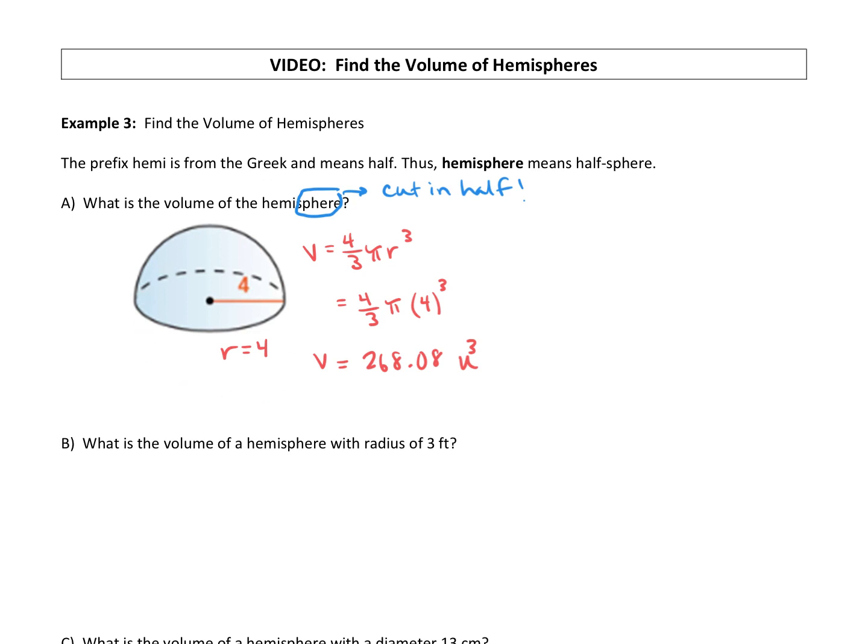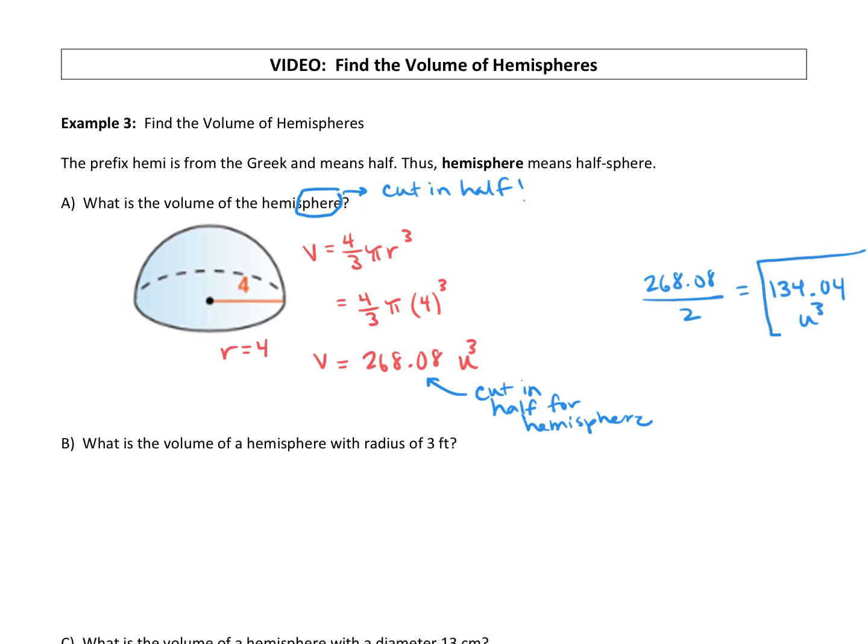Well, it's not. It's half of one. So we're going to take this volume and cut it in half. Maybe we'll just make a little note, cut in half, so when you go back and look over your notes, you'll remember what we did. Okay, we take that 268.08 and divide it by 2, cutting that in half, and we get 134.04 units cubed, and that is the volume of the hemisphere.